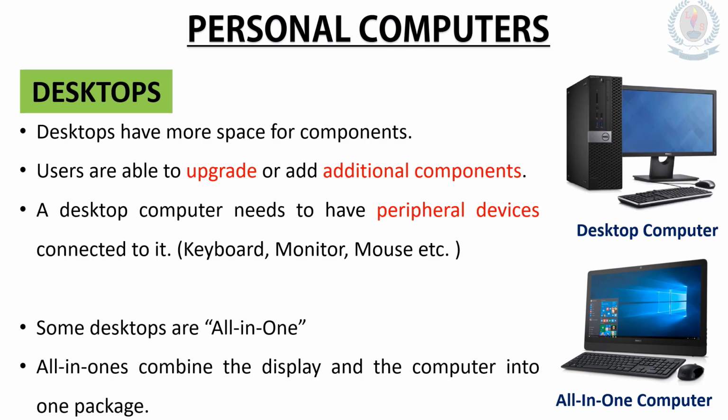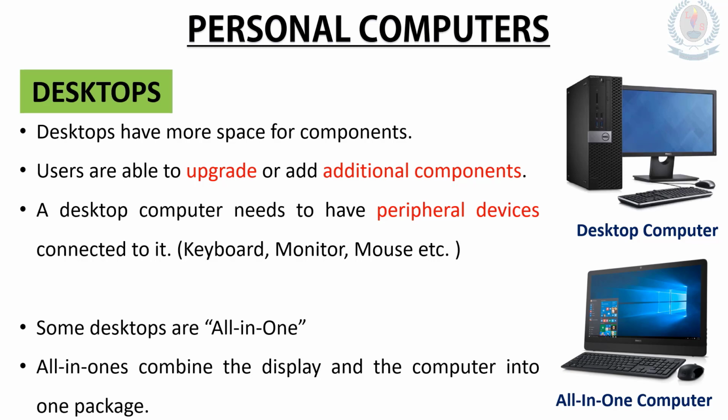A desktop computer needs to have peripheral devices connected to it, such as keyboard, monitor, mouse, sometimes printer, scanner, likewise. With the development of the technology, today we can see computers called all-in-one computers. The only difference is the number of components.